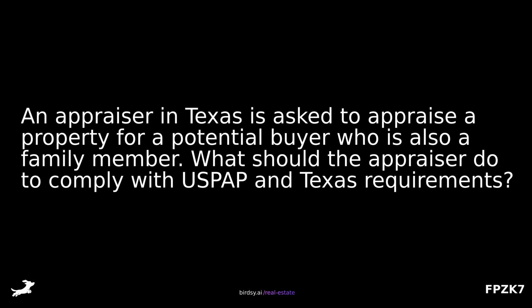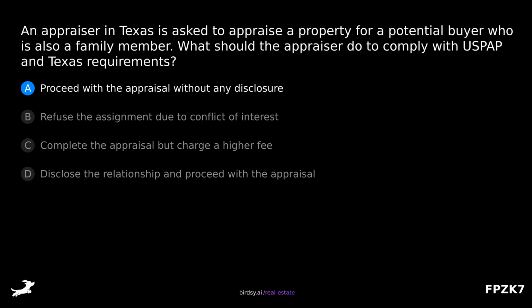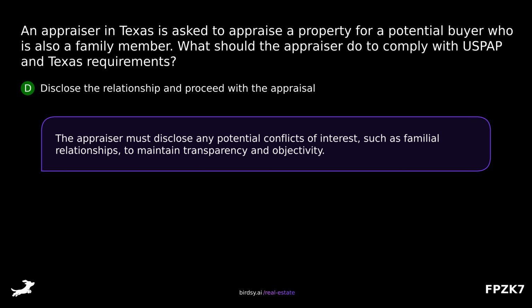An appraiser in Texas is asked to appraise a property for a potential buyer who is also a family member. What should the appraiser do to comply with USPAP and Texas requirements? Is it A, proceed with the appraisal without any disclosure, B, refuse the assignment due to conflict of interest, C, complete the appraisal but charge a higher fee, or D, disclose the relationship and proceed with the appraisal? The answer is D, disclose the relationship and proceed with the appraisal. The appraiser must disclose any potential conflicts of interest, such as familial relationships, to maintain transparency and objectivity.